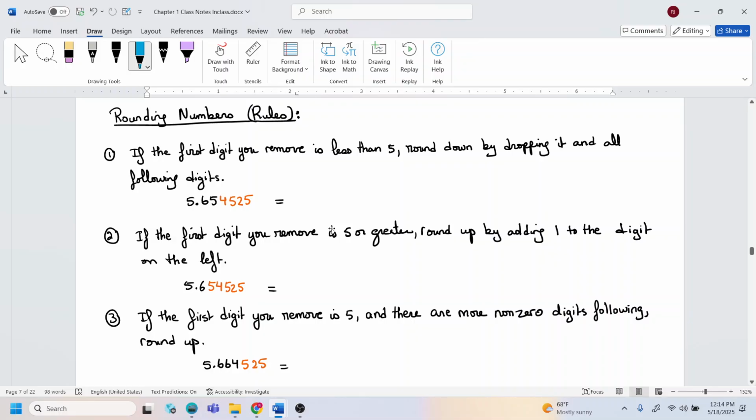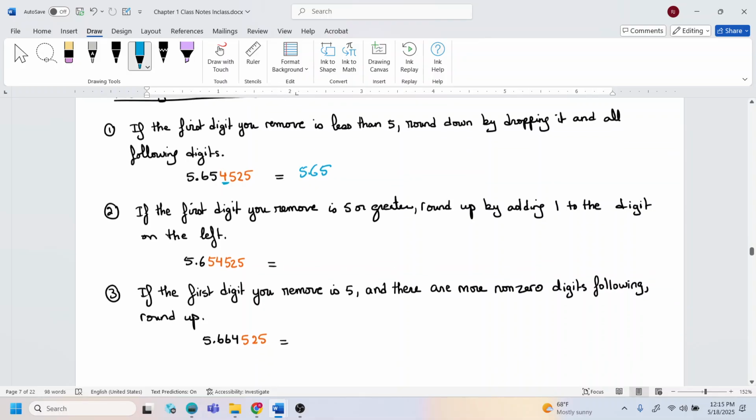Rounding, whenever you are rounding, there are rules for rounding. So if the first digit you remove is less than 5, please round down by dropping it and all the following digits. So something like this over here, I just want to go ahead and remove the 4, right? So I'm just going to look at 4 and see 4 is less than 5. So because it is less than 5, I'm just going to drop it, and my number is going to be 5.6065.